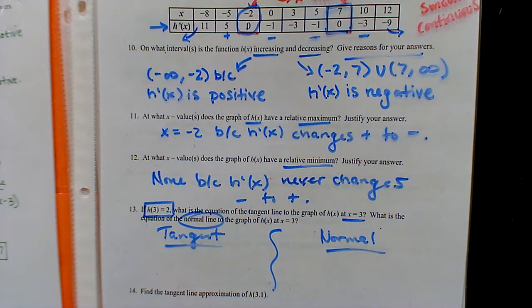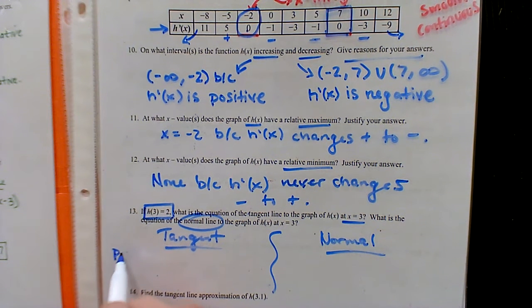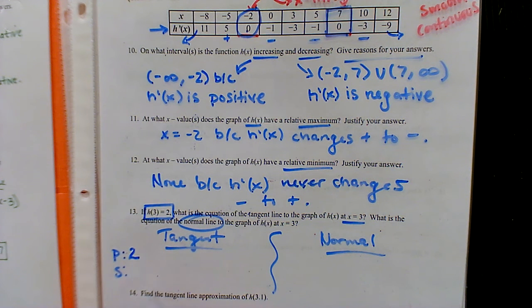What information do we need to know to write the equation of any line, regardless if it's tangent or normal? Yeah. Point and a slope. Okay, so do we know the point value at this x location of 3? If you were to plug in 3 into the original function, what would you get out? Yeah. 2. Okay, if you were to plug 3 into the derivative, what would you get?